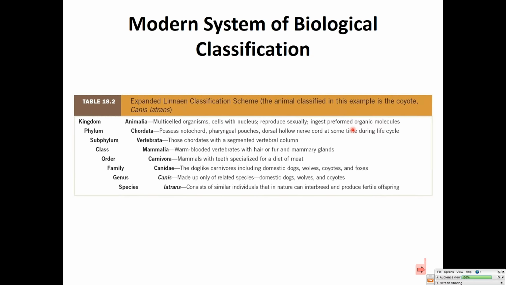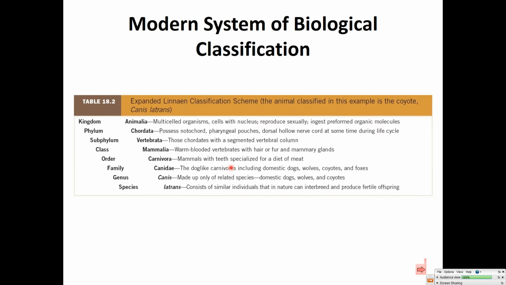They're chordates, that means they have that central nerve, that notochord, okay? They're vertebrates, they have the segmented vertebral column around that notochord. They're mammals, they're warm-blooded, have hair or fur, and mammary glands. They're of the order Carnivora, they're mammals whose teeth are specialized for a strictly meat diet.